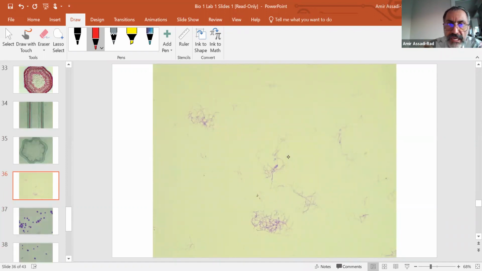Okay, bacteria. These are the spirillum, the wiggly bacteria. So again, they're prokaryotic, kingdom bacteria, and so on and so forth.